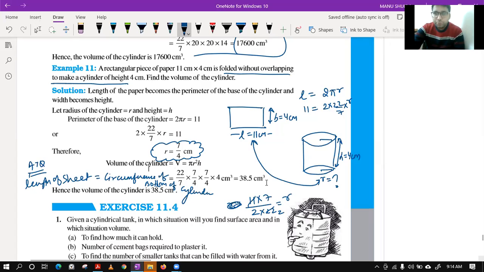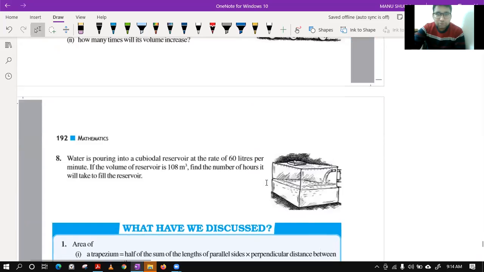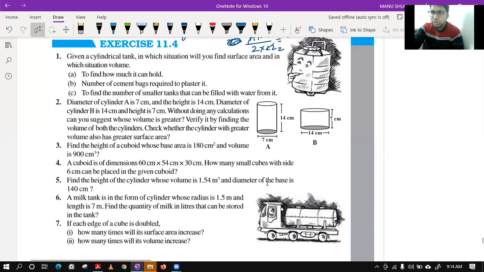With the hope that you all will solve this complete exercise by Monday, we will discuss the doubts only. Okay, so let's end this class.